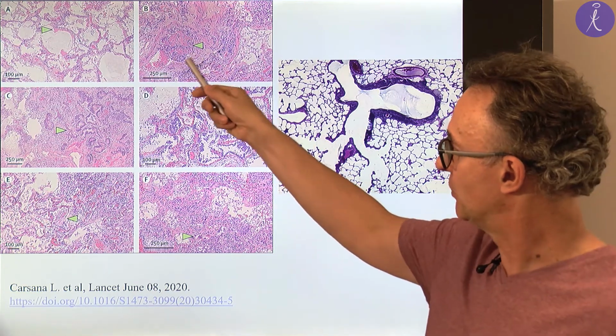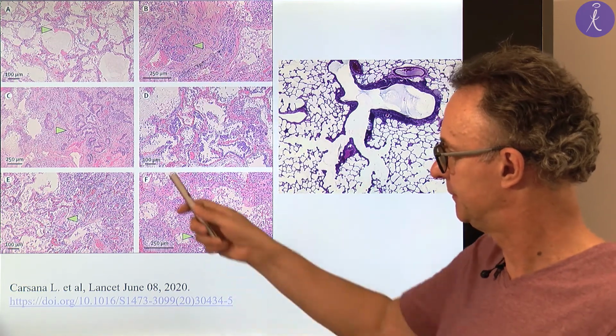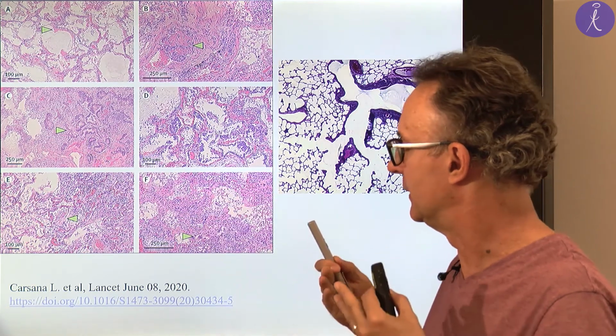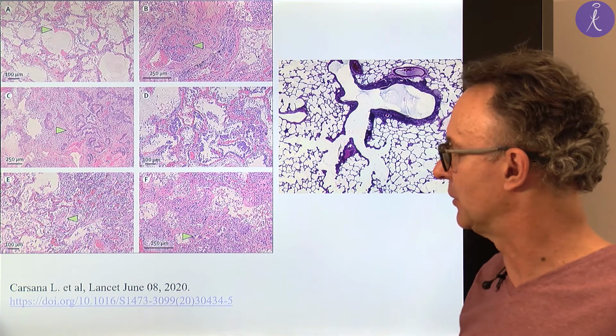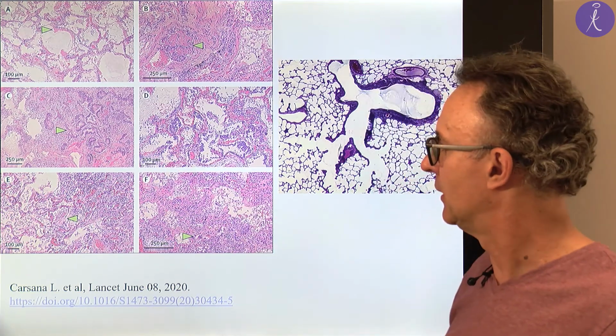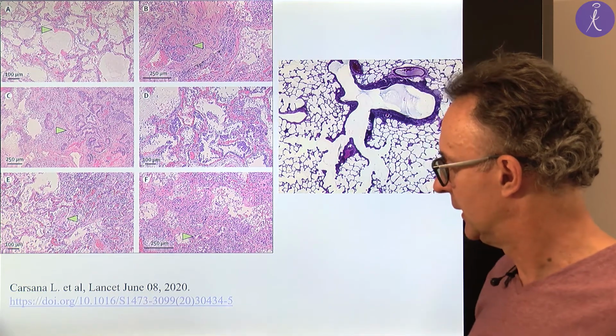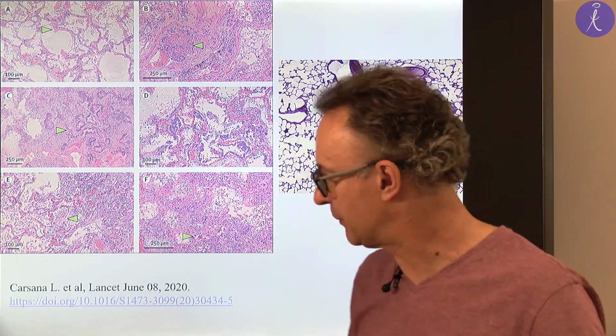We have thrombus formation in the vessels. We have signs of lymphatic infiltration, and in general signs of inflammation. So you don't need to know this. I just wanted to tell and show some pictures about this. This was also published in the summer.